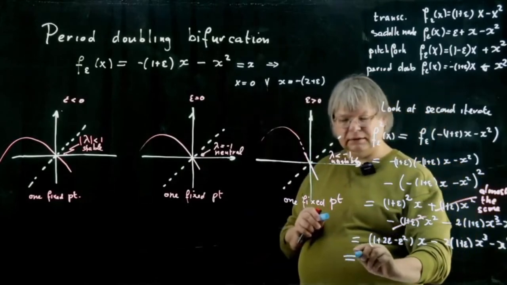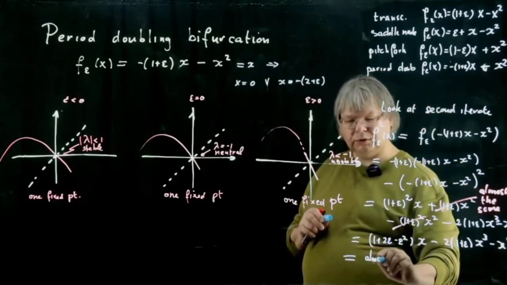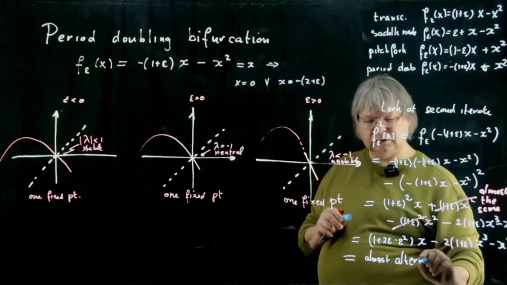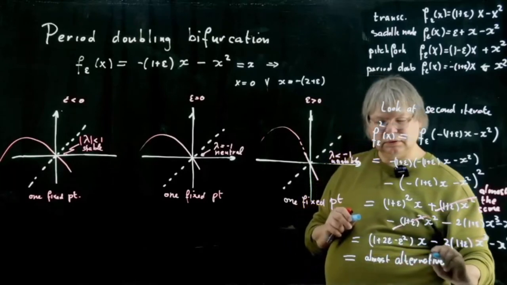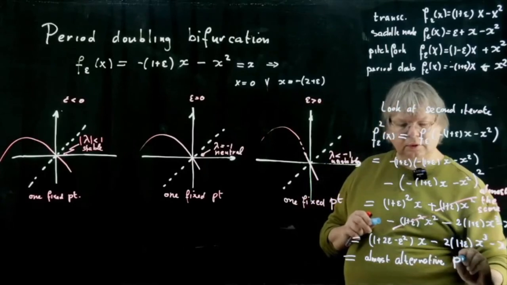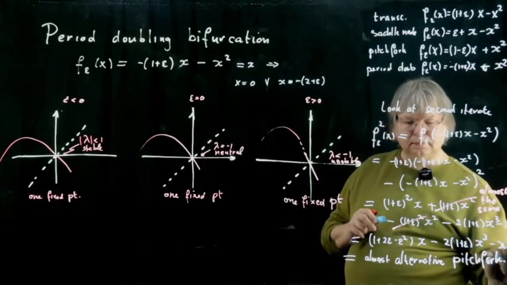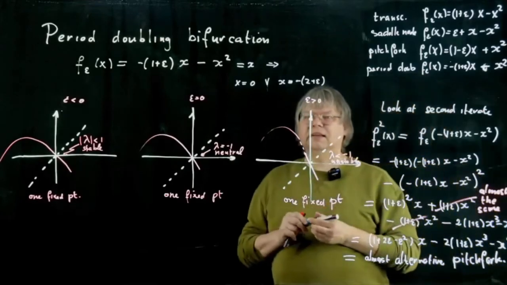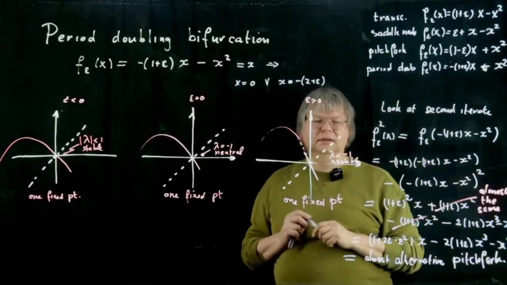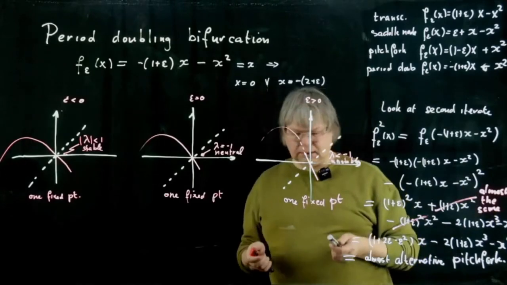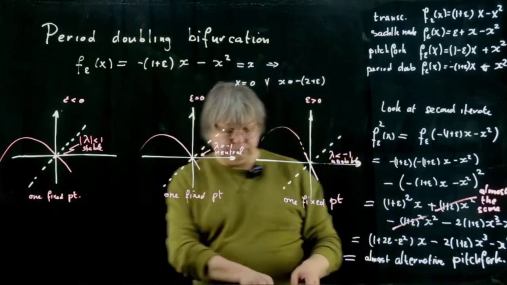And that is almost the alternative version of the pitchfork bifurcation. That is to say, if you take the second iterate of this one, we get something that looks much more like a pitchfork. And that's what I'm going to draw now.